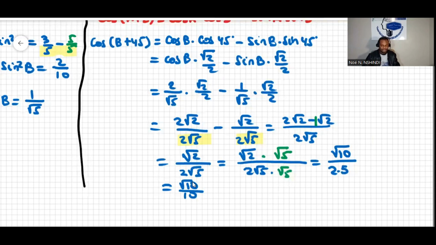So cos of b plus 45 degrees will be equal to square root of 2 over 2 root 5, or you can also say square root of 10 over 10. Both are correct.